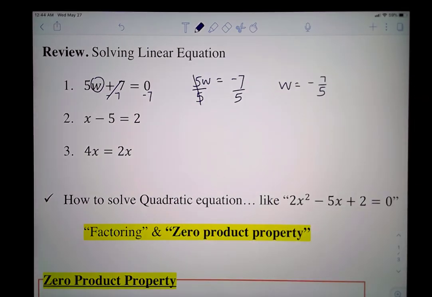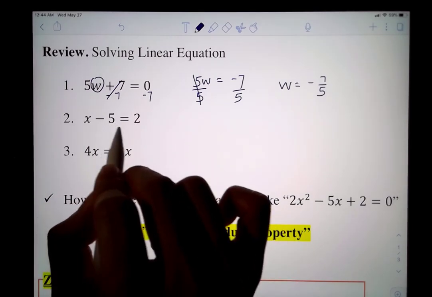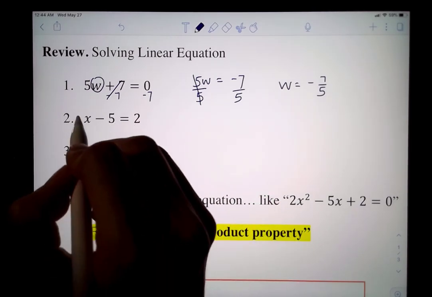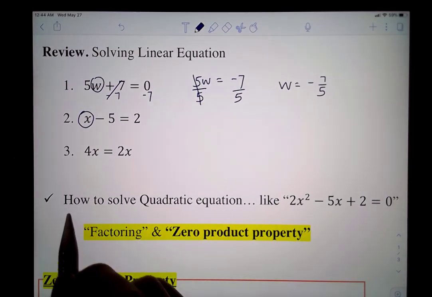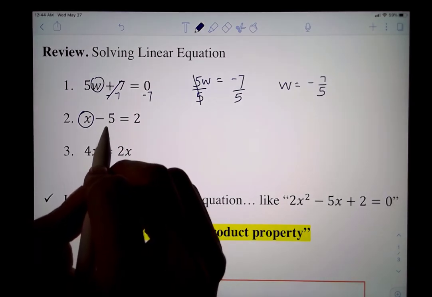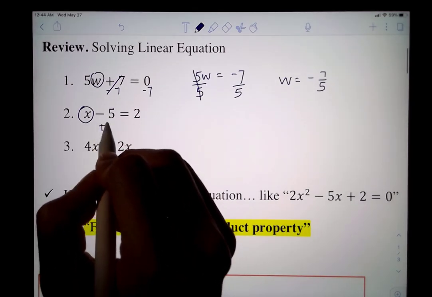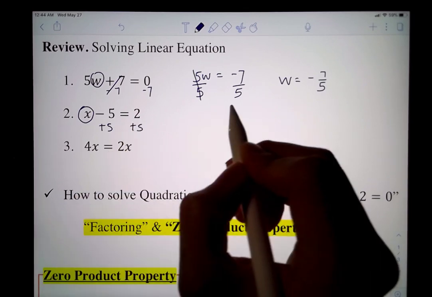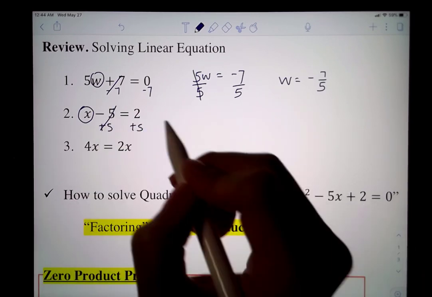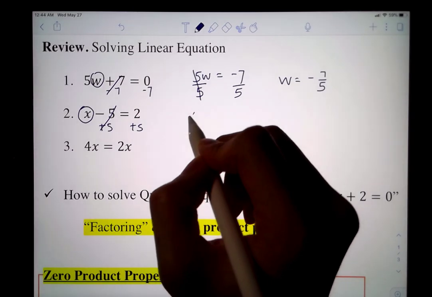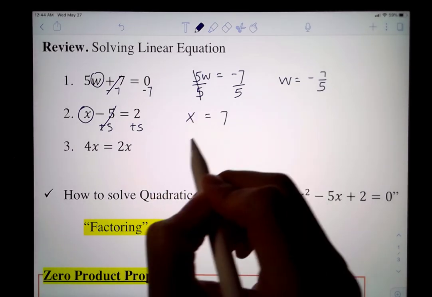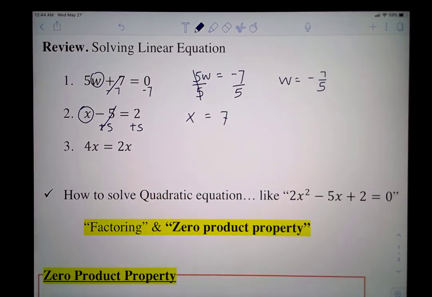And number 2. This is like you have a number on the other side, but that's fine. My variable is x, right? So we need to get rid of this -5. So I will add 5 to each side. Then you cancel this. So on your left side, you have only x, and you get 7 for x, right?